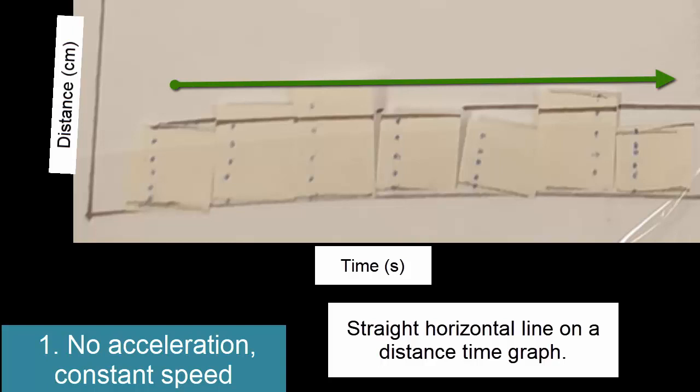As you notice, it's a straight line. So if there's no acceleration, constant speed on a distance time graph, it is just a straight horizontal line. If the line is higher up, it's a faster speed.